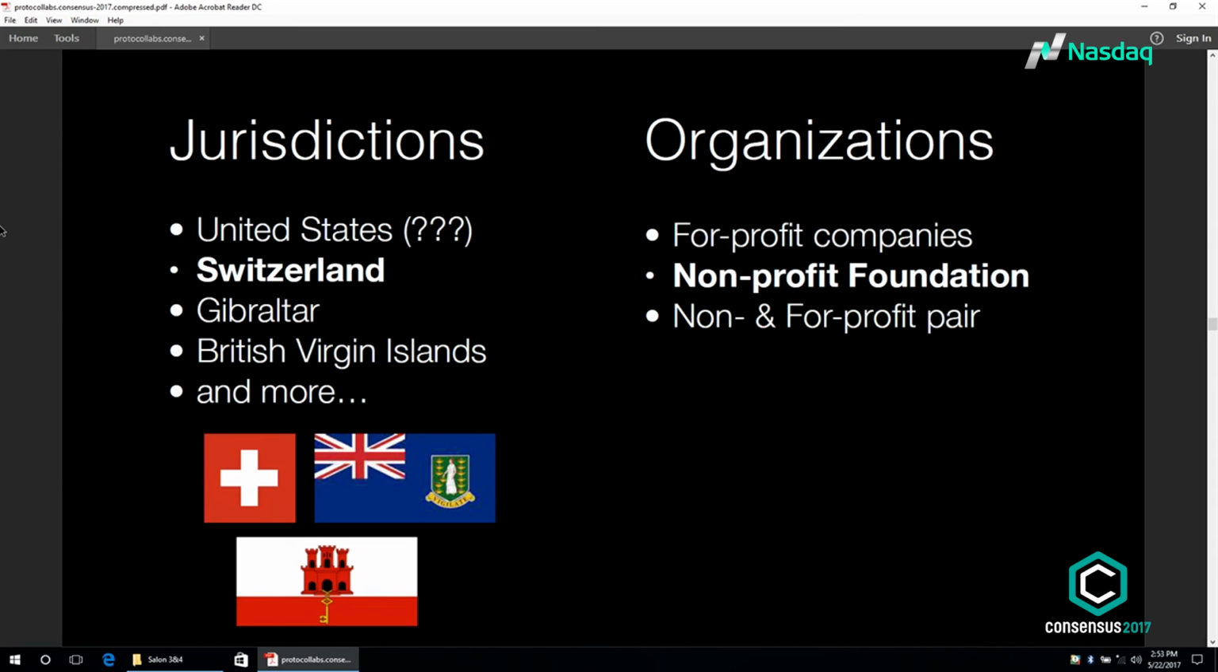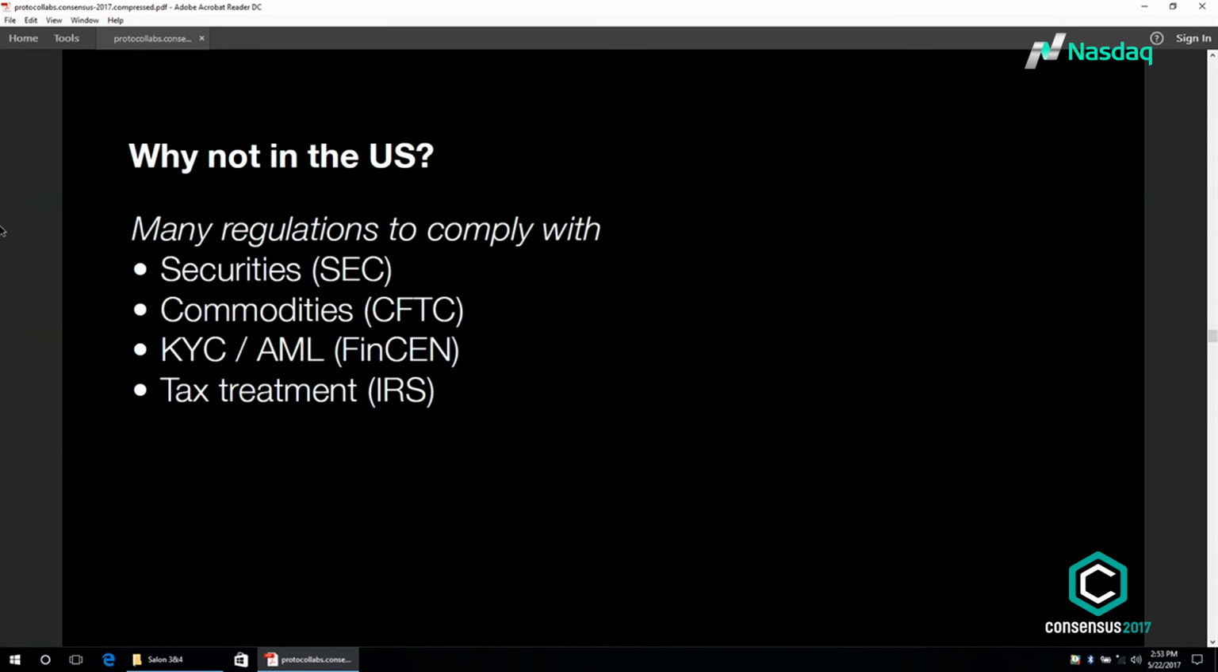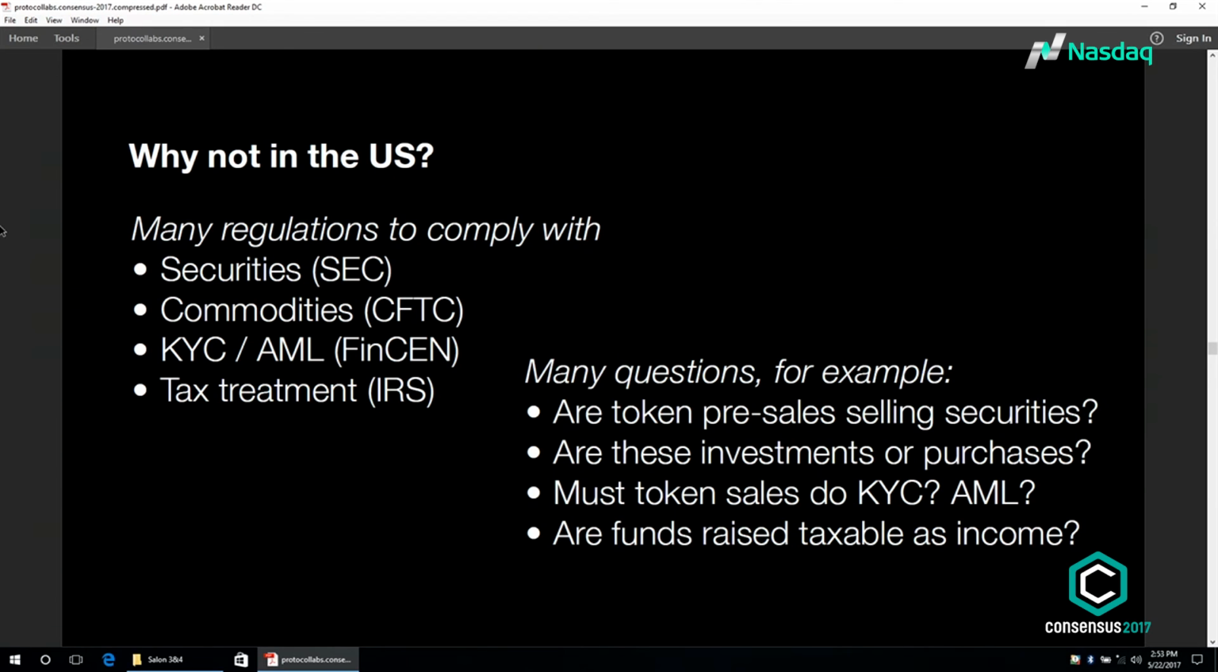And the issue is, why is this not so doable in the US now? What are the core issues? And so it turns out that there's many regulations you would have to comply with. You have to understand deeply how security laws work, how commodities work, how FinCEN and KYC AML work, what the tax treatment is. So some example questions that you would have to suddenly ask yourselves are: are token pre-sales selling securities? If you sell the token ahead of time before the network is out, is that a security? That's one of the most asked about questions.